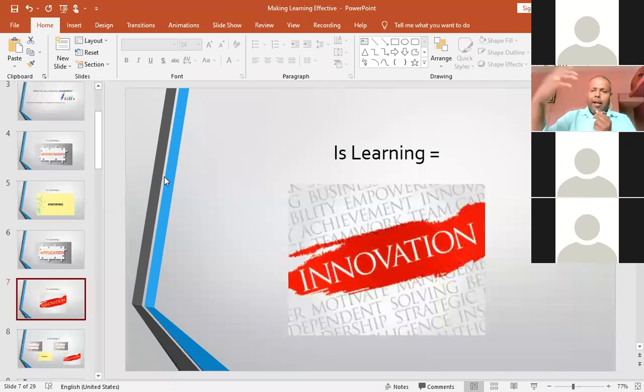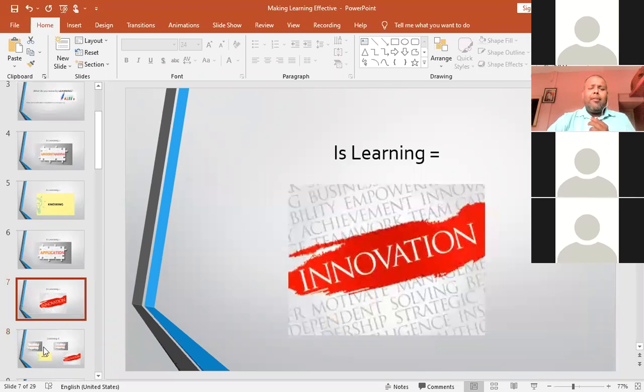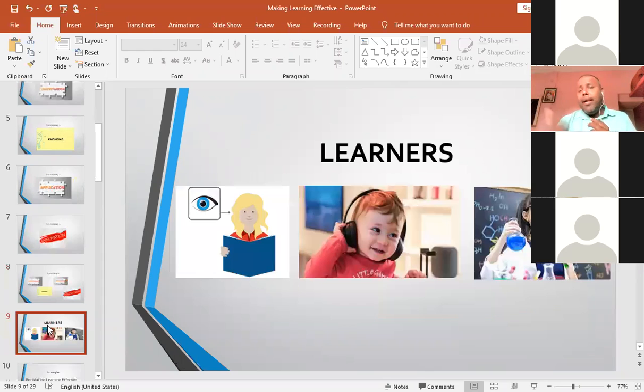So if you look at learning as a concept, it is a vast concept. Learning is not only understanding, or only applying, or only knowing, or only innovating, it's everything, isn't it? When we say we learn, we understand, we know. Once we know something, then only we are able to apply. If you are able to apply, then only you are able to innovate. So at every stage we learn. Learning is everything.